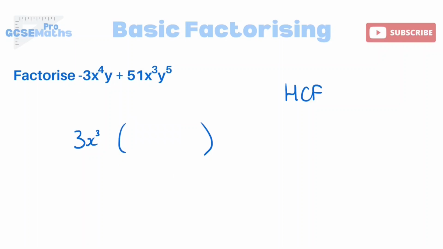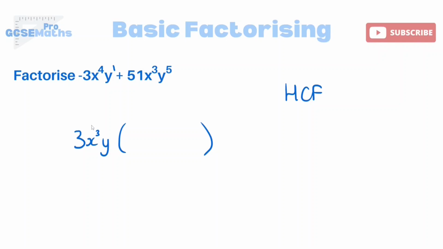So here we've got y, which is obviously technically y to the power of 1. And in the second term, we've got y to the power of 5. So in common, they both have y to the power of 1 in common, don't they? Obviously, I'm just going to write that as y, though. So our highest common factor on the outside is 3x cubed y.